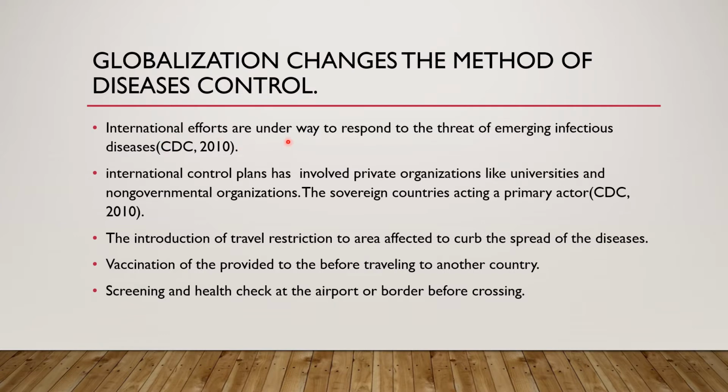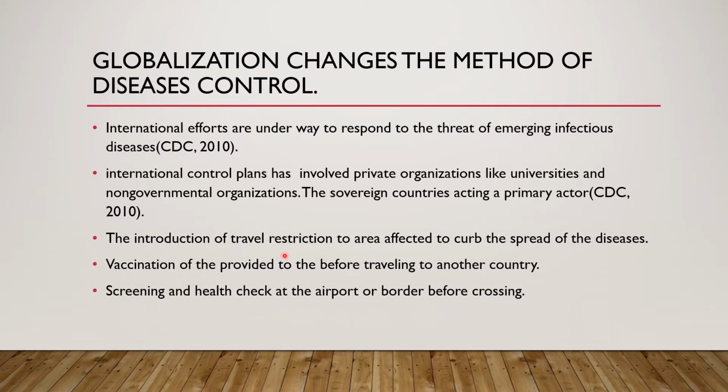So to move on, let's talk about how globalization has changed the method of disease control. International efforts are underway, as we know, to treat emerging infectious diseases. We have international control plans, which now involve universities and non-governmental organizations, without forgetting the fact that sovereign countries are acting as primary actors in the process of reducing the diseases.